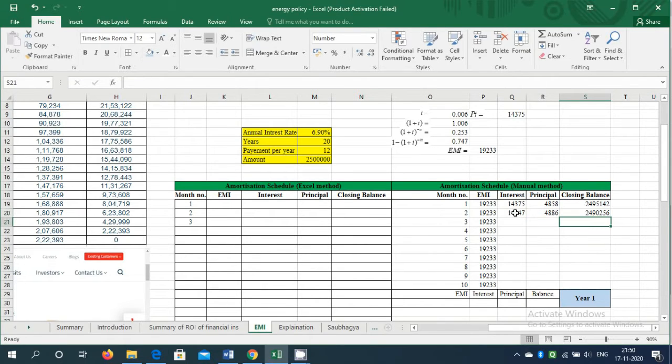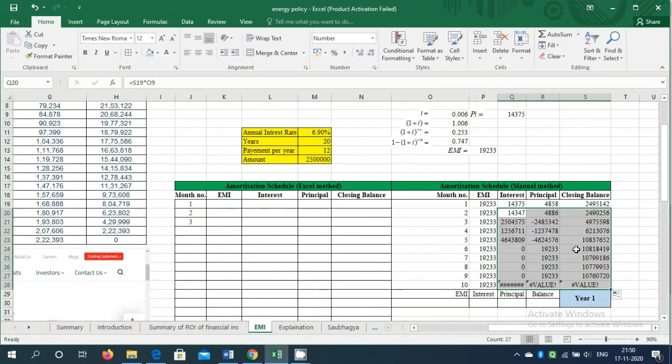Okay, after typing this one, now I can drag this one for the remaining. I have just for the illustration purpose only 10 months I have calculated. You can calculate for whatever period. Interest is this much.